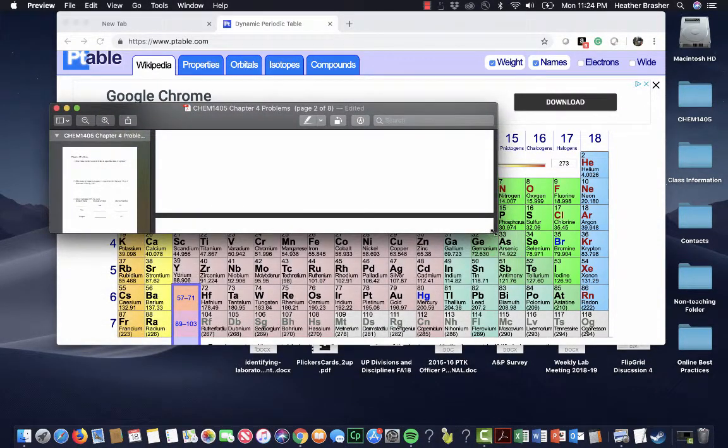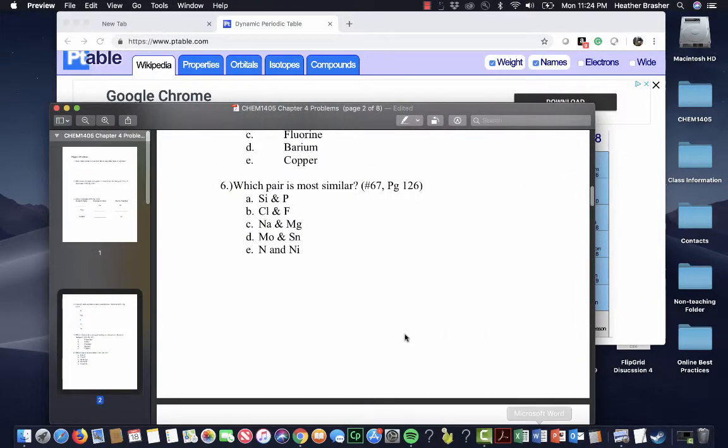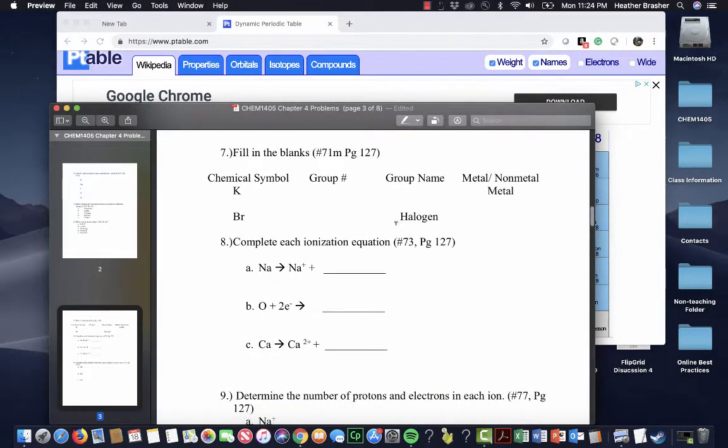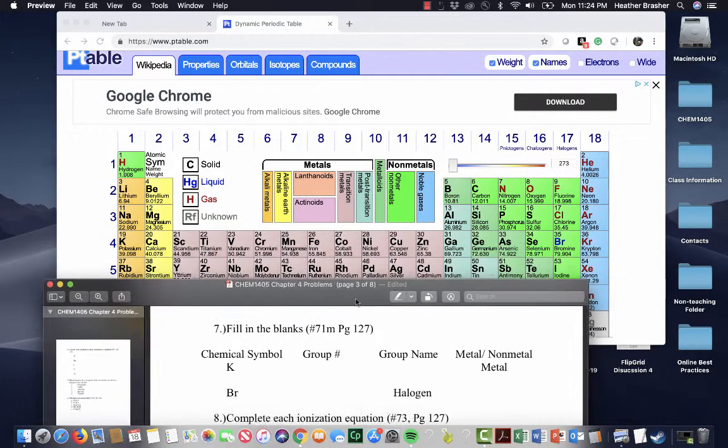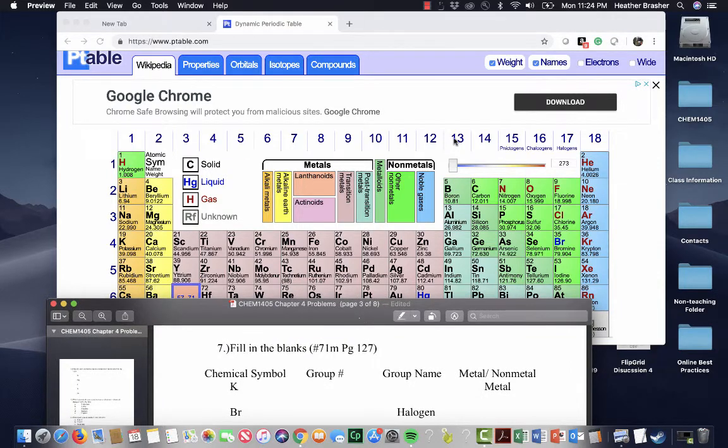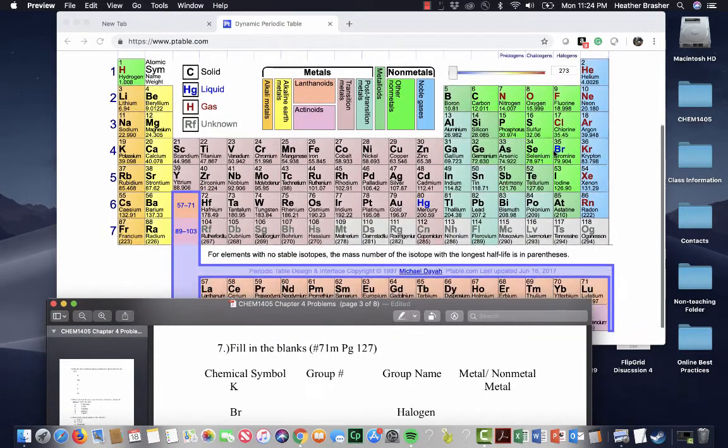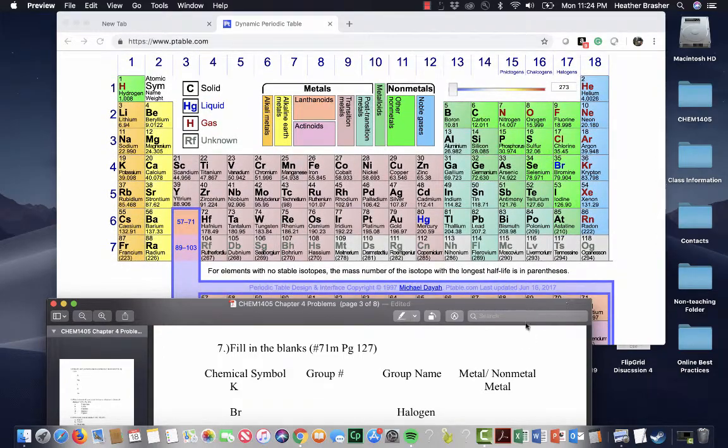So as you could probably already see, we're using the periodic table a lot, and that's a big part of this one. Now we're on number 71, and we want to fill this in. Let me push this down over here to be able to see it, and let's move this up a little bit, and then we can fill this out.